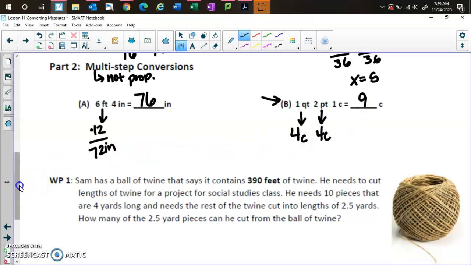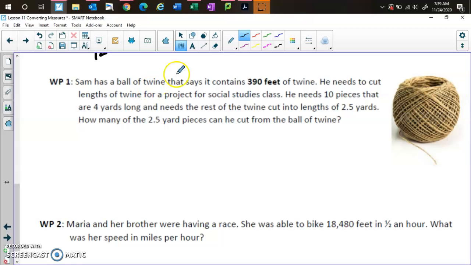Okay. Word problems down here, we have 2 of them. Sam has a ball of twine. It says it has 390 feet. He needs to cut lengths for a project. He needs 10 pieces that are 4 yards long and needs the rest cut into lengths of 2.5 yards.